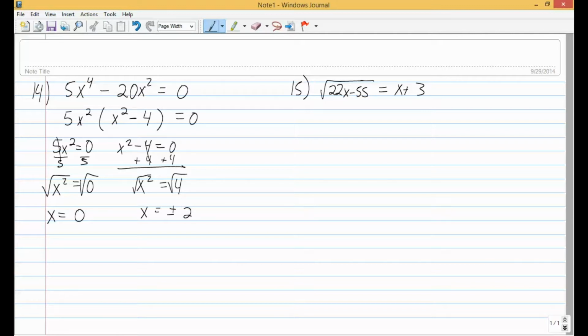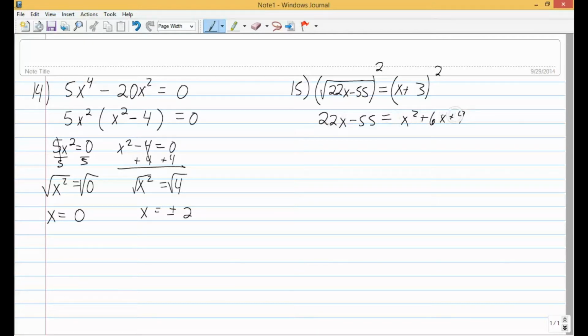On number 15, the first thing we do with the radical equation is get the radical by itself if it's not. This one is already by itself on one side of the equation. Now square both sides of the equation. When you square the left side of the equation, that just gets rid of the radical. Don't forget to FOIL on the right side. You have to FOIL that out. When you do, you get x squared plus 6x plus 9 after you simplify.